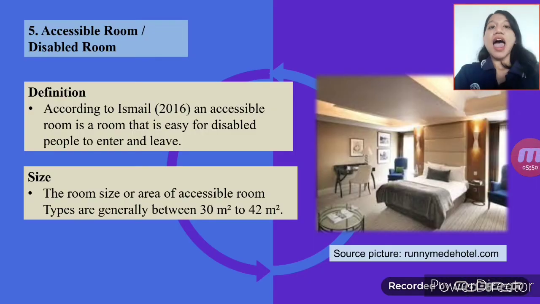Next is accessible room or disabled room. According to Ismail 2016, an accessible room is a room that is easy for disabled people to enter and live in. The room size or area of accessible room types is generally between 30 square meters to 42 square meters.